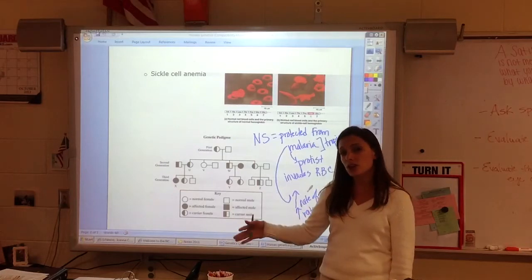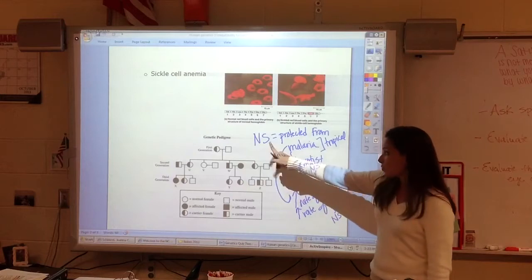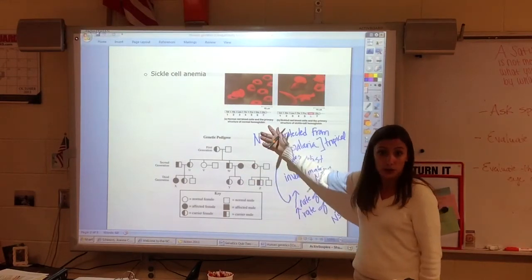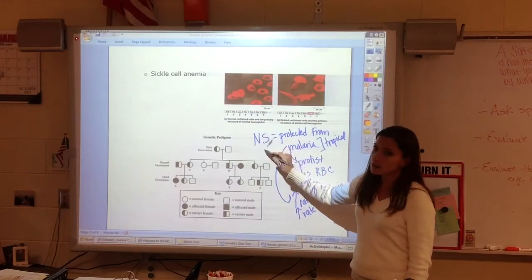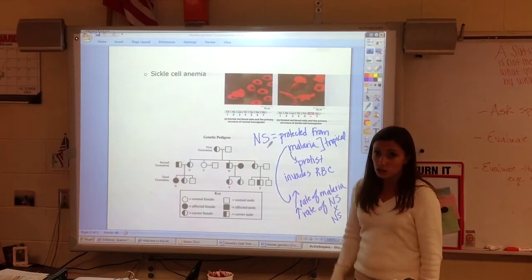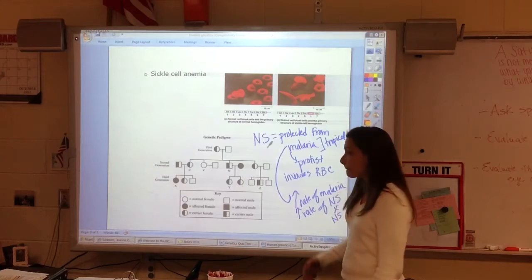And so later in the year when we talk about evolution and gene pools, wouldn't this gene eventually get out of the gene pool if people are dying from sickle cell anemia? It's this idea that it's kind of hidden there, and not only is it hidden, it actually gives an advantage. So we'll use this example again when we get to the evolution unit.